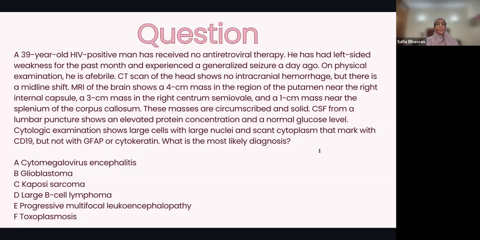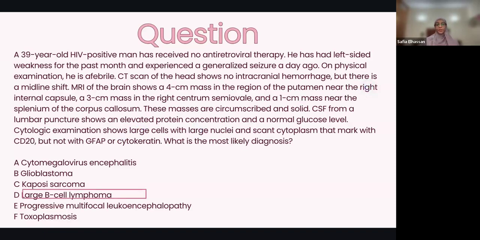CSF from a lumbar puncture shows an elevated protein concentration and a normal glucose level. Cytologic examination shows large cells with large nuclei and scant cytoplasm that mark with CD19, but not with GFAP or cytokeratin. What is the most likely diagnosis? D, yes, correct. Large B-cell lymphoma.